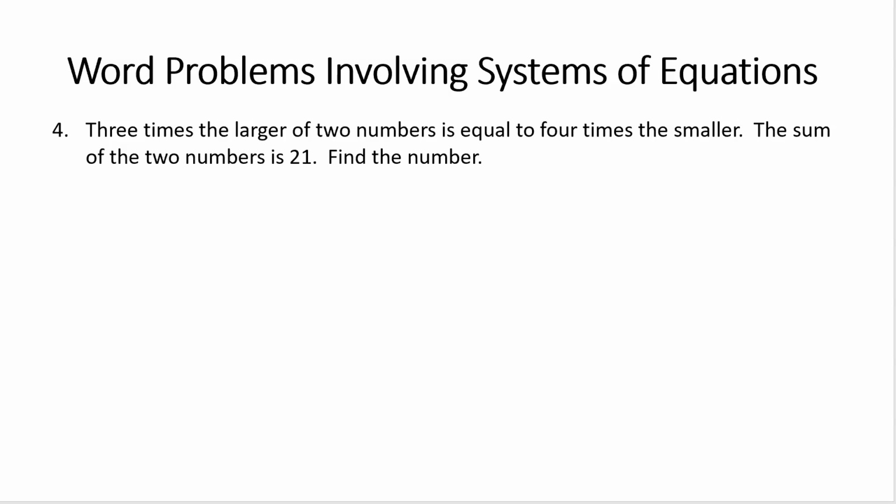Okay, this one has nothing to do with sandwiches or tickets or anything like that. It's just about numbers. We're told that 3 times the larger of 2 numbers is equal to 4 times the smaller. The sum of the 2 numbers is 21. Find the numbers. So you can use X for one number, Y for another number. Since there's a larger number and a smaller number, I'm going to say L is the larger number, and I'm going to call S the smaller number.